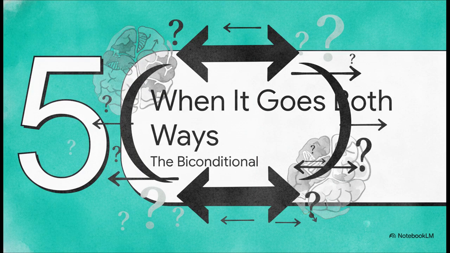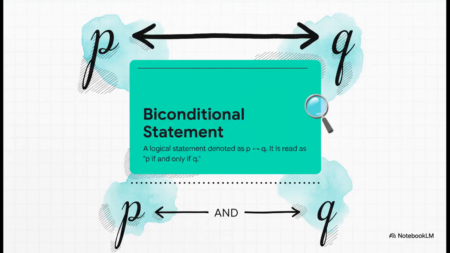All right, we are in the home stretch, our final topic. So far, we've been talking about implications, which are kind of like a one-way street. But what happens when that logic becomes a two-way street? What happens when the arrow points in both directions? Well, that's when you get a biconditional. This is called a biconditional statement. And that double-headed arrow is your big clue. You read this as P if and only if Q.